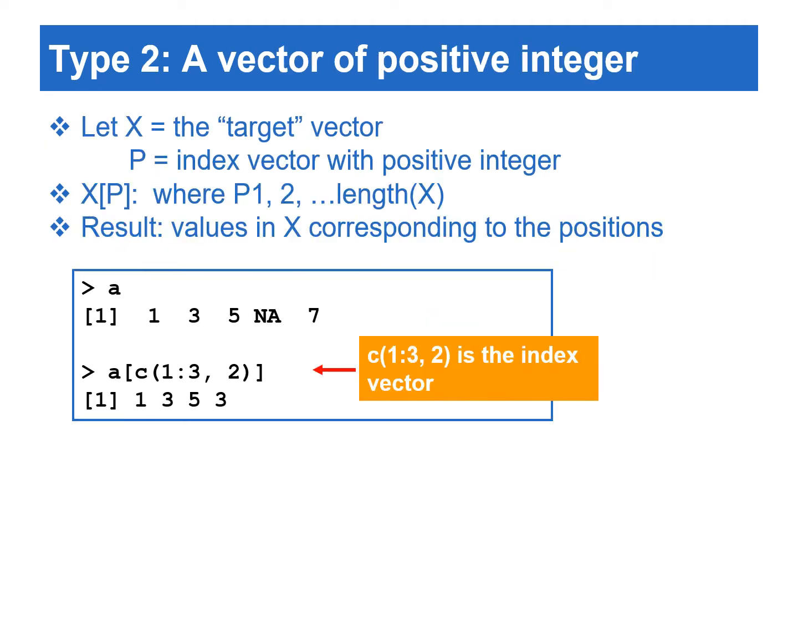The second type of index vector is a vector that contains positive integers. The positive integers indicate the positions for selection. The resulting vector contains the values from the target, corresponding to the specified position. This example selects first, second, third, and second elements from vector A.